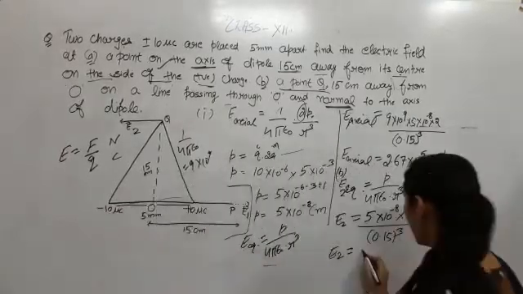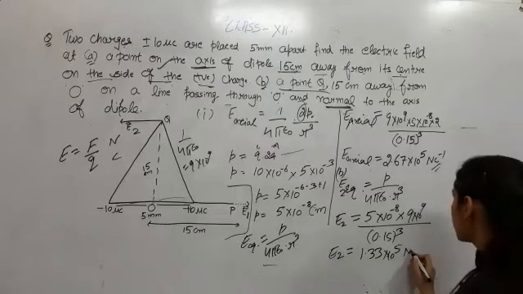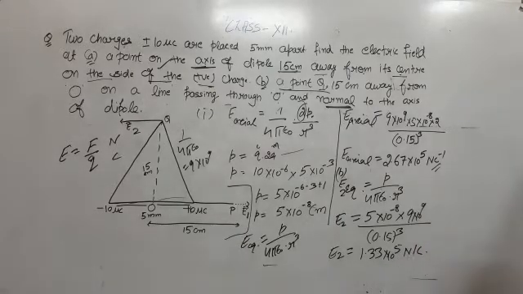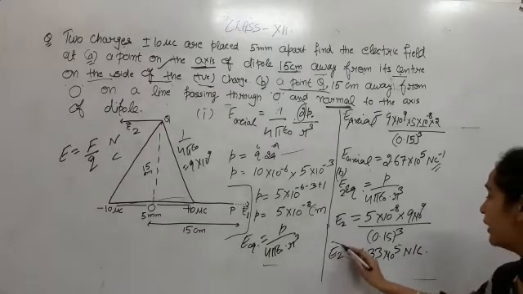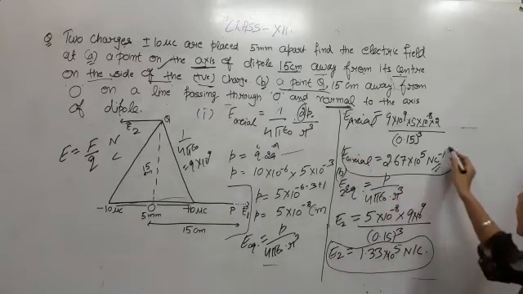That will be your 1.33 into 10 raised to power 5 Newton per Coulomb. So, this is your required answer. This is my E2 and here my E1.